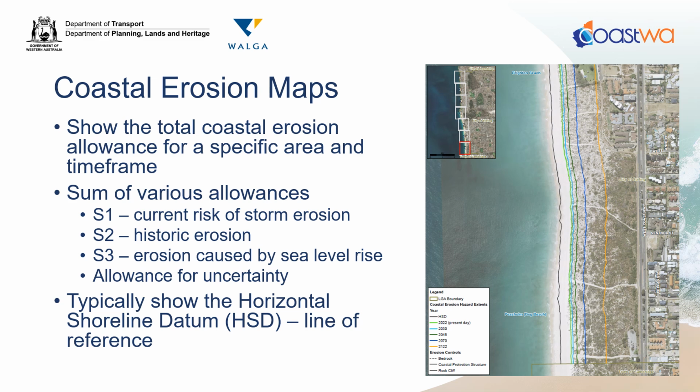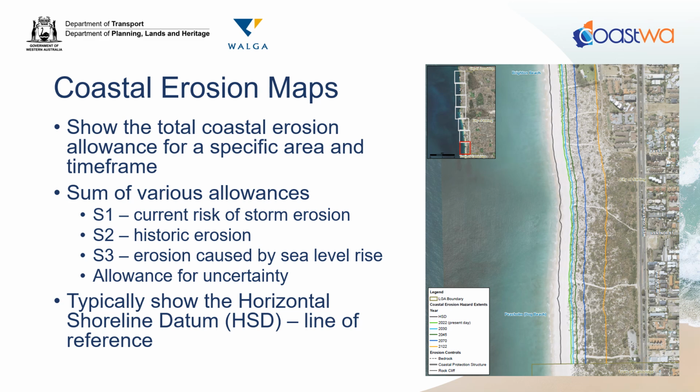We have the S2 historic erosion allowance, which is an allowance for continuation of erosion based on observed trends over time. So if your shoreline is eroding at a rate of 0.2 of a metre per year, over 100 years you may need to allow for 0.2 times 100, which is 20 metres of erosion of that shoreline. The S3 allowance is based on the erosion caused by sea level rise, and there's guidelines obviously within the policy which talk about how much allowance for sea level rise you need to account for over your various planning horizons that are being considered.